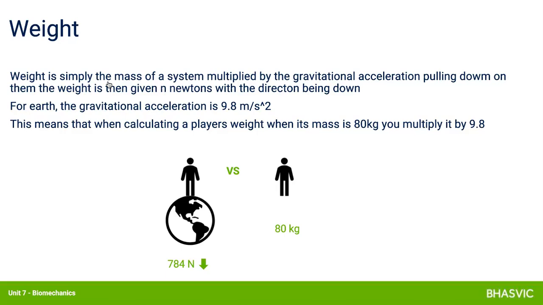This means that when calculating a player's weight, you multiply their mass by the gravitational acceleration, which is 9.8. And weight is a vector, meaning it always has a direction, and that is always down towards the Earth, as we can see in this diagram. An athlete whose mass is 80 kilograms has a weight of 784 newtons, because that's what it is measured in, and that is acting down on the Earth.